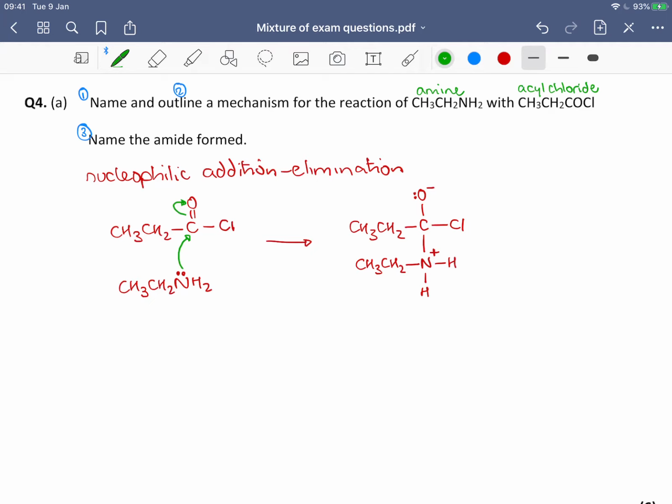So that first step was the addition, all right? So the amine attacking the carbonyl, forming a bond between the carbon and the nitrogen. That is our addition part of the mechanism. The elimination, so we've got the pair of electrons that moved onto the oxygen moving back. So we're reforming the carbonyl group. The electrons in the carbon-chlorine bond go onto the chlorine, and electrons in one of the nitrogen-hydrogen bonds goes onto the nitrogen.